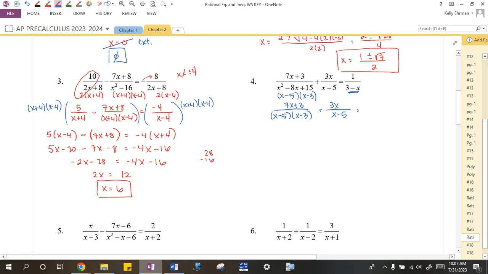So remember, you're allowed to factor out a negative, which I'm going to put up with the 1 up there. Factoring out a negative would make the x positive and the positive 3 negative. So factoring out a negative turns it around into the standard form order that we're used to seeing. And then we can multiply by the LCD at this point, which is just x minus 5, x minus 3.